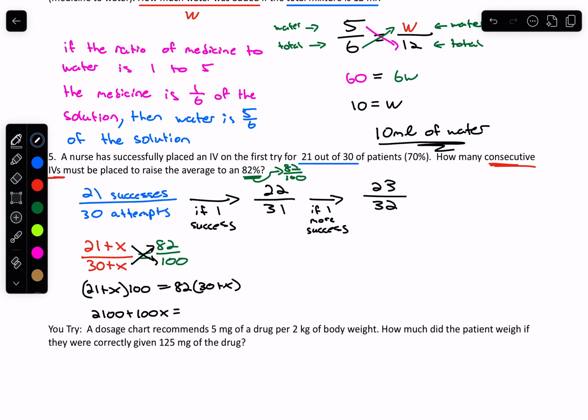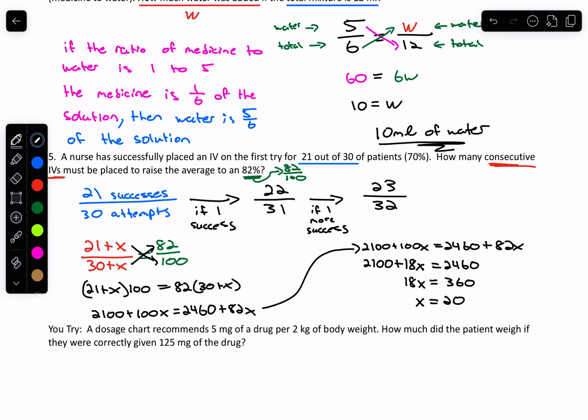I want to now solve this two-step equation. So I'm going to get all the x's to one side and all the constants to the other side. If I subtract 82x from both sides, I will get 18x on the left. So I have 2100 plus 18x equals 2460. If I then subtract the 2100, I get 18x equals 360, because 2460 minus 2100. And then now we want to divide both sides by 18. When we divide by 18, we get x equals 20.